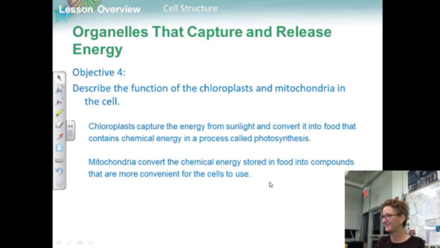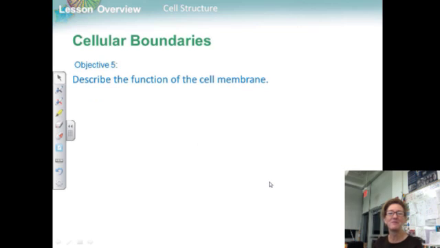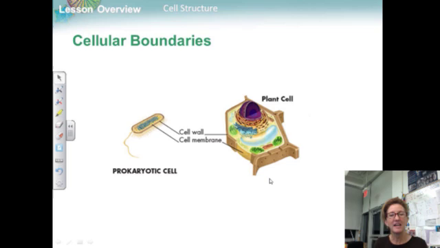Yes. All right. Now, Objective 5. Describe the function of the cell membrane. All right, cellular boundaries. Like a working factory has walls and a roof to protect it from the environment outside, and also to serve as a barrier that keeps its products safe and secure until they're ready to be shipped out. Similarly, cells are surrounded by a barrier known as the cell membrane.